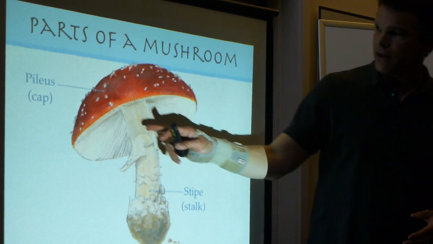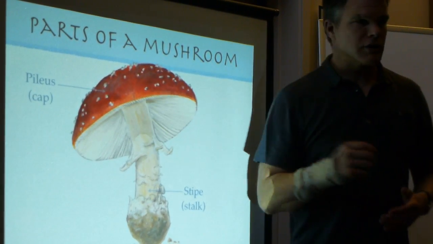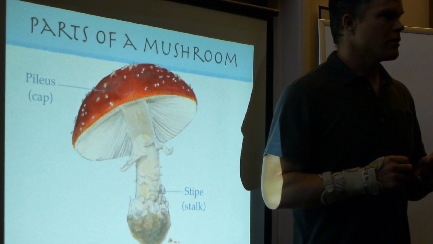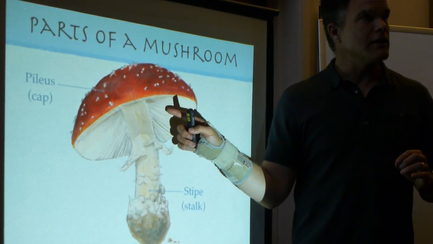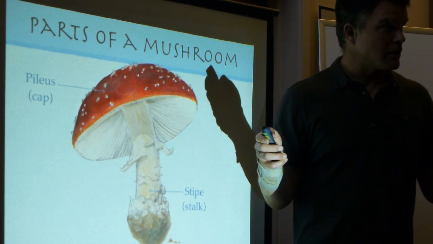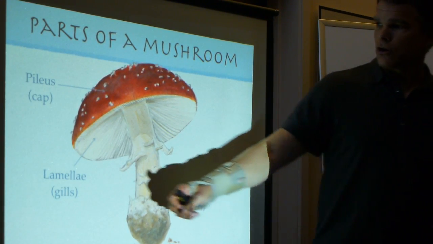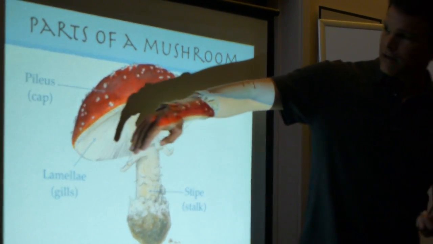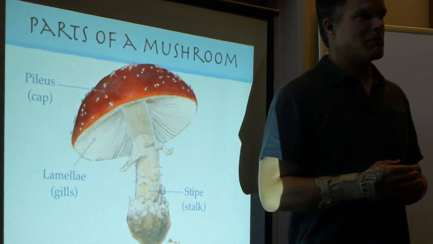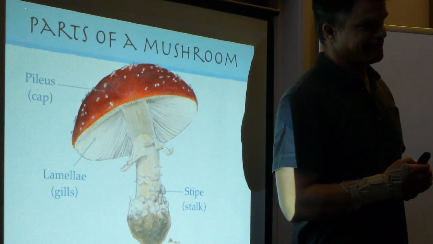On the underside of the cap, these are the structures that make the spores. So these gills aren't the spores themselves. These are the structures that the spores are made of. So those are called the lamellae, or also called the gills. And you find them on the underside of the cap because there's not mushroom on top.